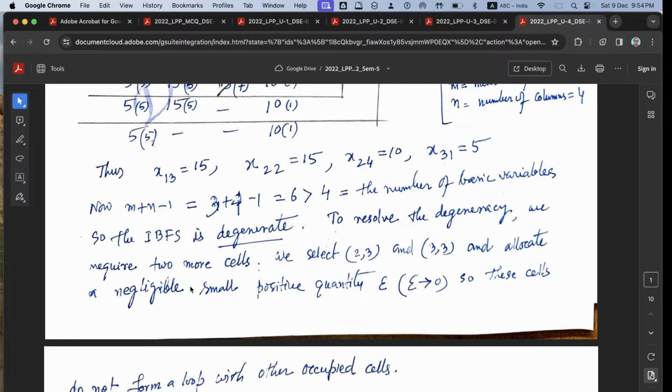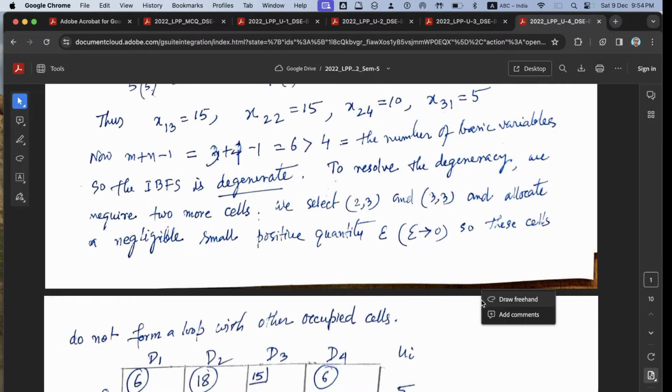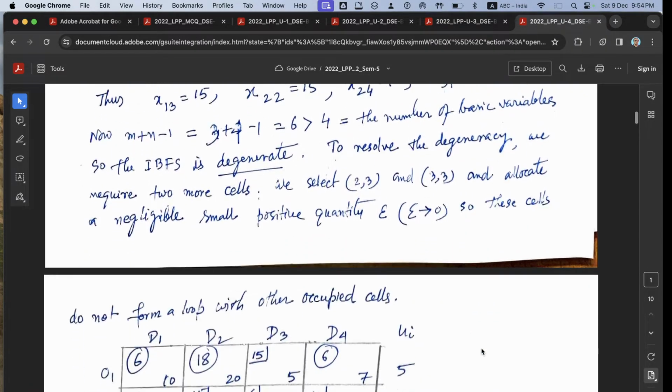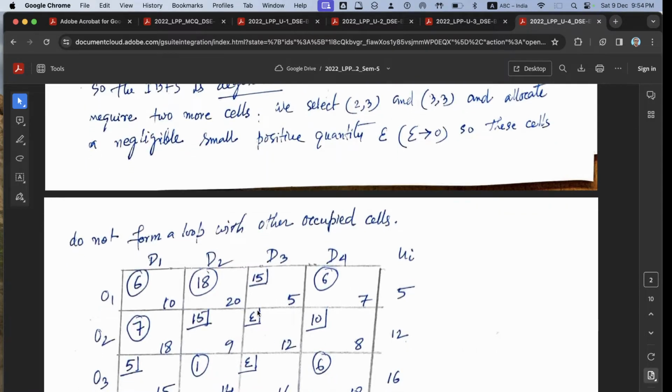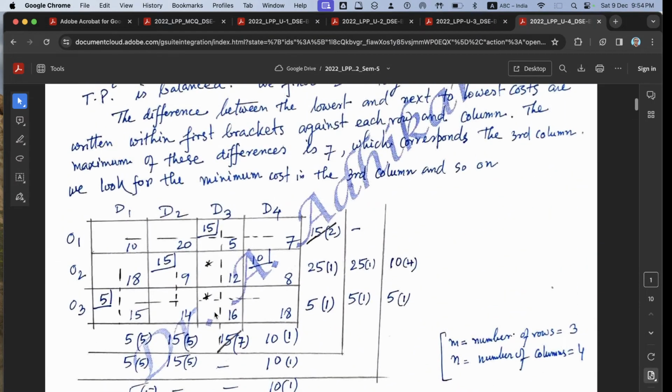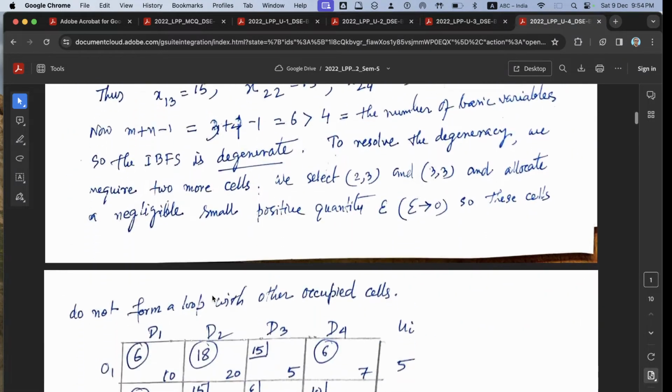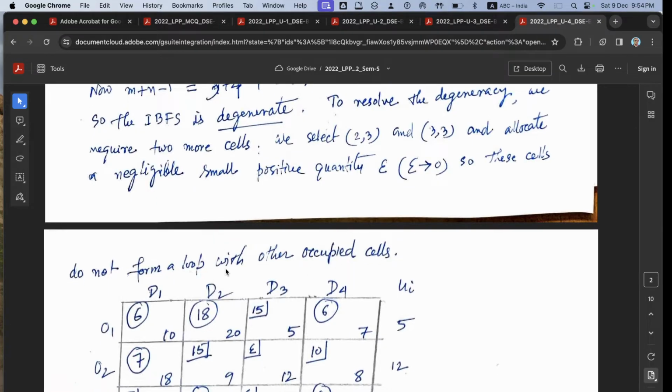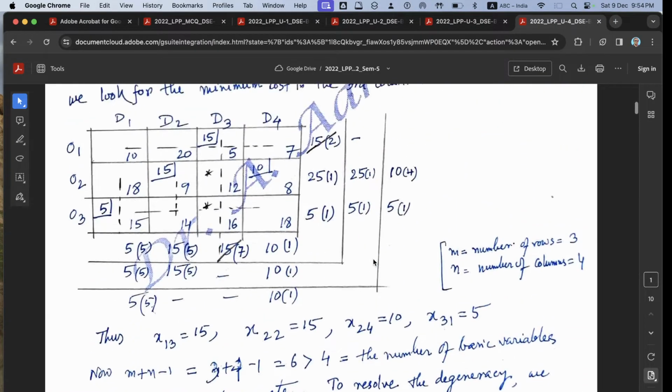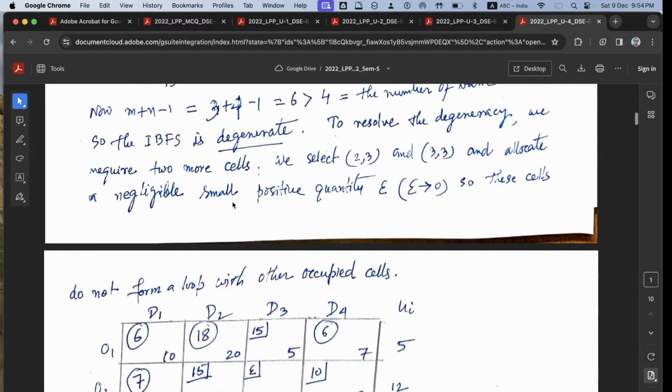To resolve the degeneracy, we require two more cells. We select cells 2,3 and 3,3 and allocate a negligible small positive quantity epsilon greater than 0 to these cells. These cells do not form a loop with the other occupied cells, so we cannot form a loop on them.